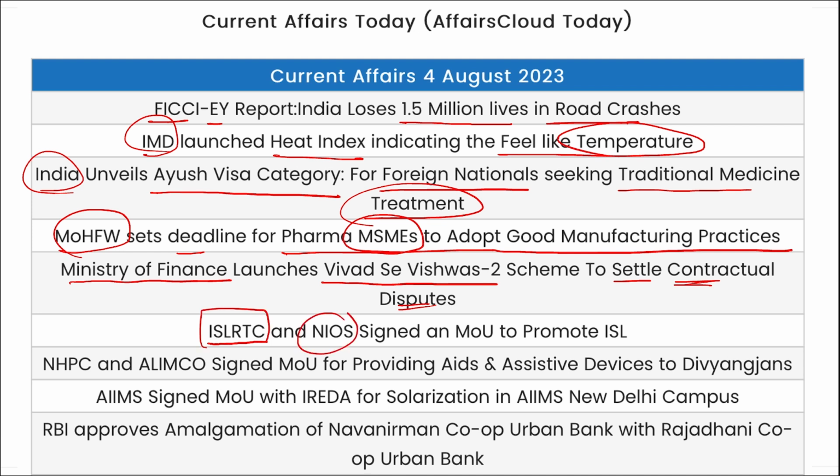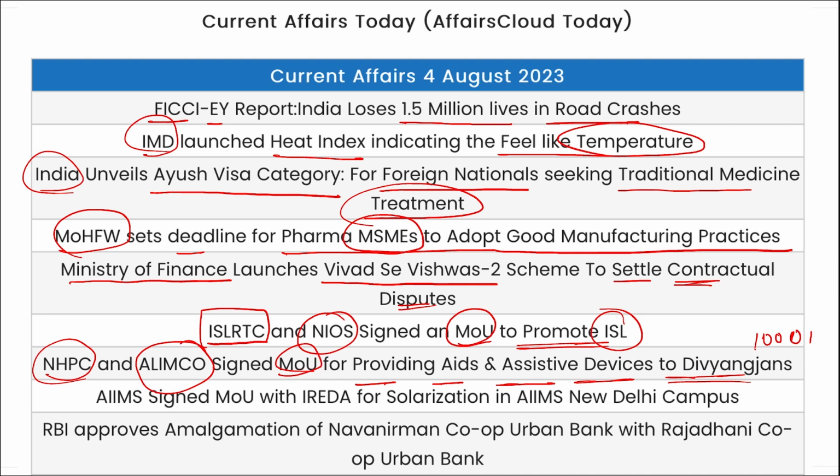ISLRTC and NIOS signed a Memorandum of Understanding to promote ISL. NHPC and ALIMCO signed an MOU for providing aids and assistive devices to Divyangjans. And 1,000 persons with disabilities will be provided with these assistive devices. Then AIIMS New Delhi signed an MOU with IREDA for solarization of the AIIMS New Delhi campus, and a 9 gigawatt setup of solar panels will be set up here.